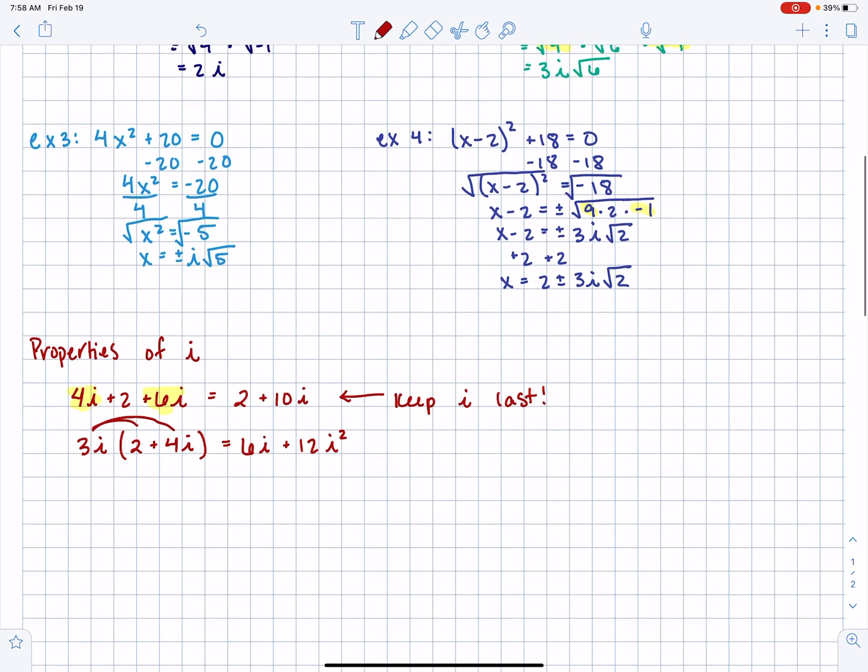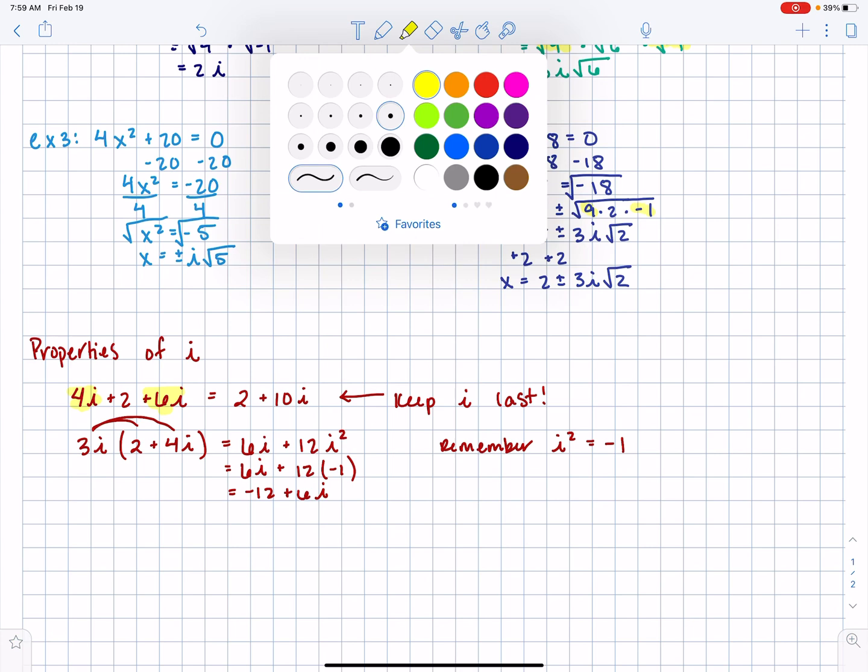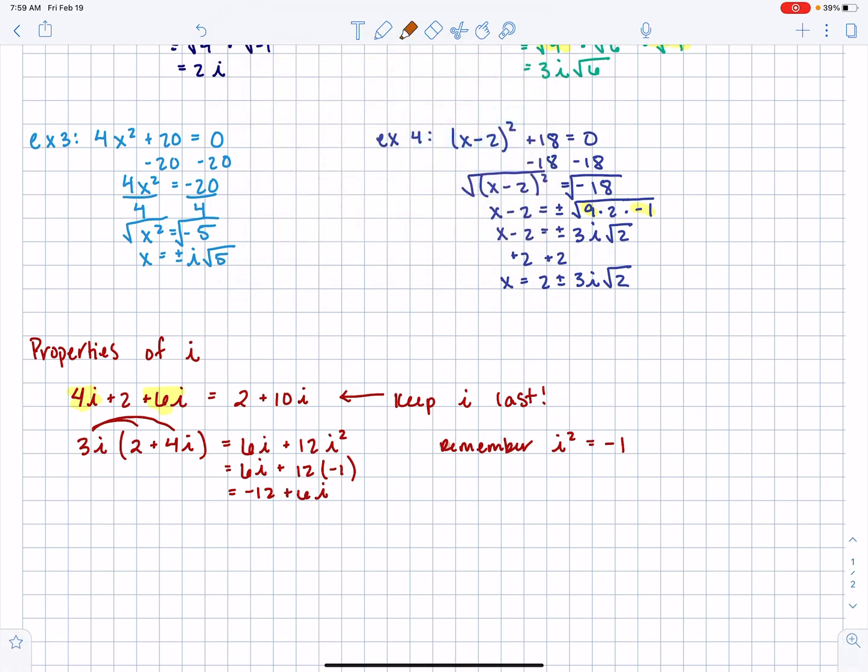And as a reminder, i squared, so let's write this. So remember, i squared is equal to -1. So this actually turns into 6i plus 12 times -1, which is -12. I'm going to write that at the beginning of my equation. So -12 plus 6i. And that's completely simplified there. So just as that reminder there, and switch this over to a different color. Remember, i squared is equal to -1.